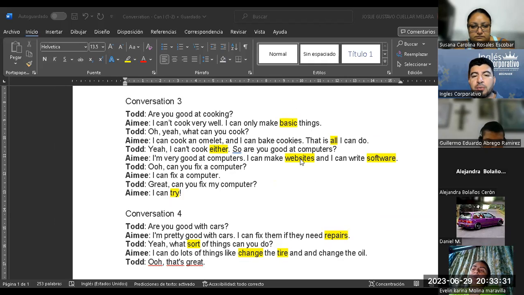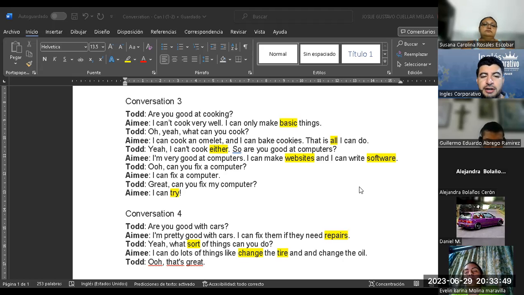So are you good at computers? I'm very good at computers. I can make websites or I can write software. Oh, can you fix a computer? I can fix a computer. Great. Can you fix my computer? I can try.